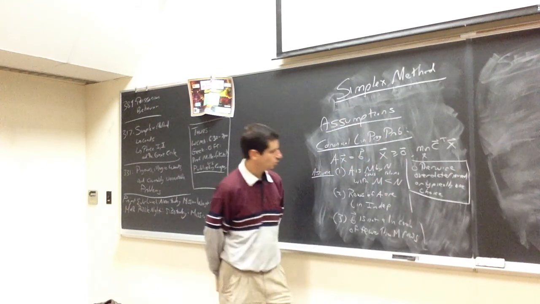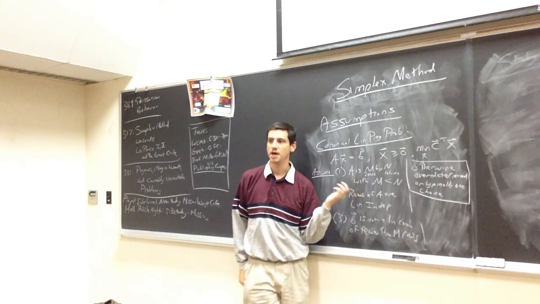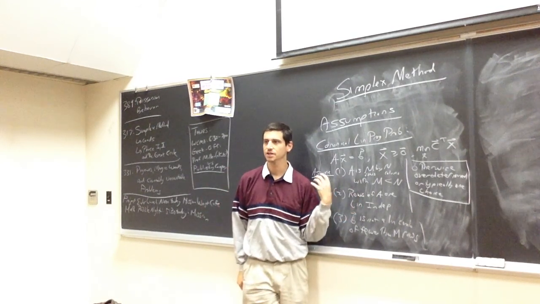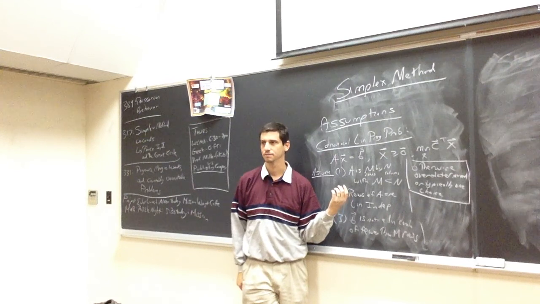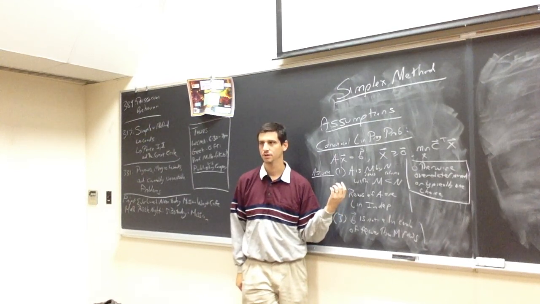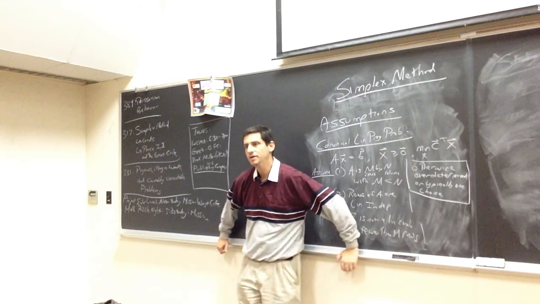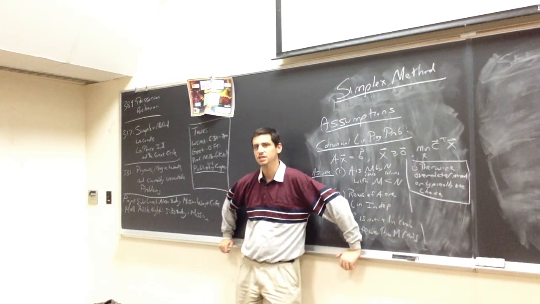All right, what about the second one? The rows of A are linearly independent. Is that a severe assumption to make? Okay, so what would happen? How could rows of A not be linearly independent? Give me one way the rows might not be linearly independent.